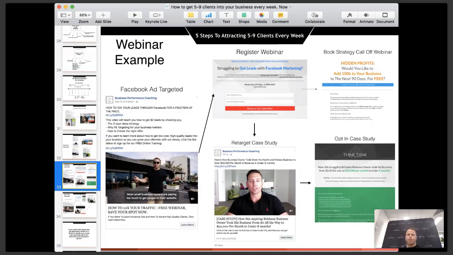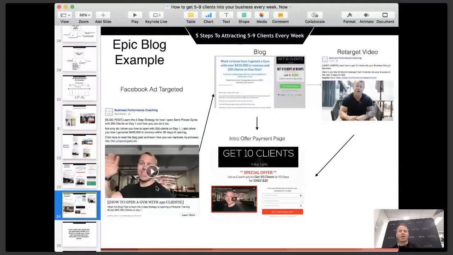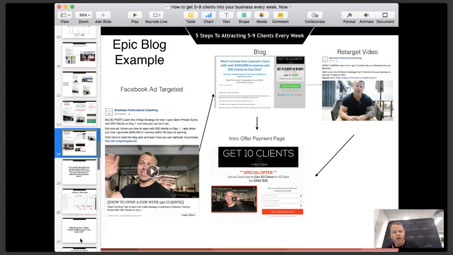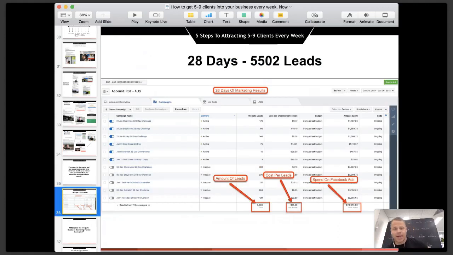An epic blog example, we talked about this. There's a little bit of a video. It could be the top 5 cricket wears. It could be the top 5 wardrobes. It could be the top 5 anything. We drive you to a blog post. It goes through the top 5, and then you can buy one of those top 5. Okay, so that's crucial.